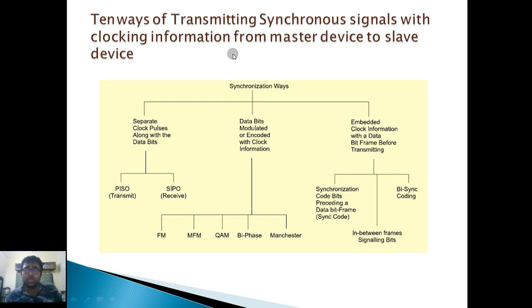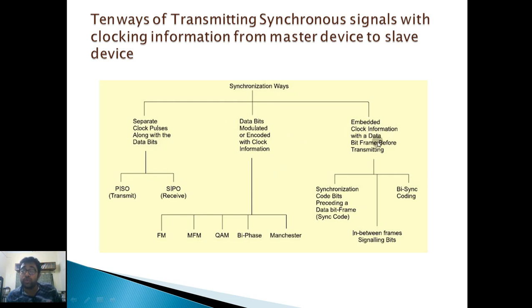So define these things. Synchronization ways: separate clock pulses along with the data bits. That is one way. The next format is data bits modulated or encoded with clock information. This is for frequency modulation, and we are going to discuss that. Biphase, Manchester: in digital communication, these kinds of synchronization ways are used.